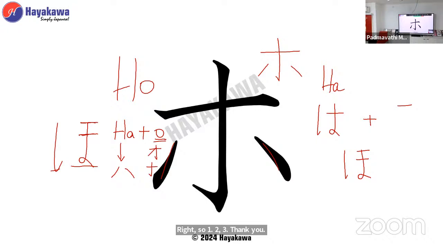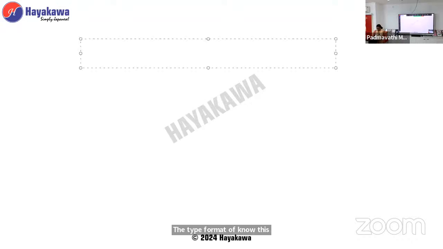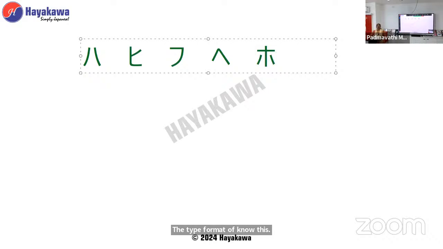Ha, he, fu, he, ho. The typed format of this. So what is the difference with the ho? We don't have that vertical brush up, right? Yes.